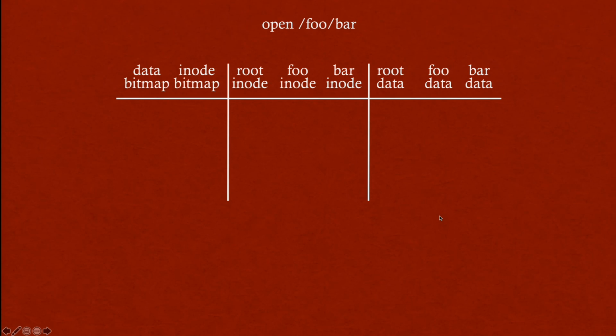Opening foo bar so that we can do some reads. We do the lookup through the path traversal like we did in the past. And then from here, we'll know bar's inode. And we are done at that point, right? That's how you open up a file.